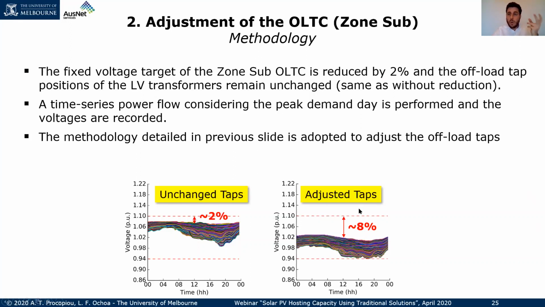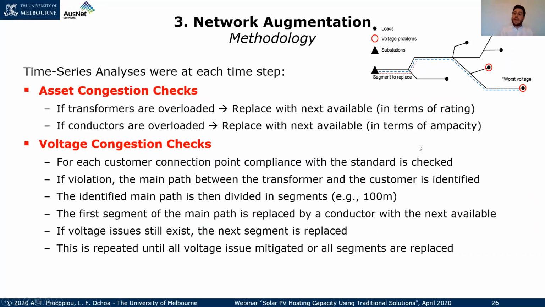And by leveraging both on-load tap changers and off-load tap changers, we can increase that headroom to 8%. Compared to the previous case where I only had the off-load tap changers, we are gaining an extra 1% of voltage rise headroom. So this gives an understanding that we can create more room to accommodate more PV systems that are creating the voltage rise phenomenon. So the third one is the network augmentation.